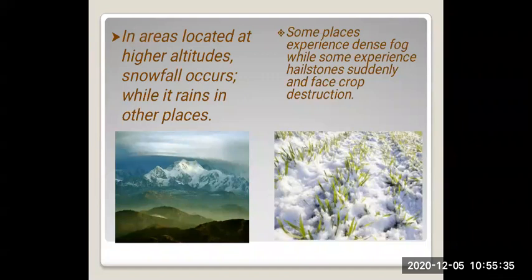Next, some places experience dense fog, while some experience hailstones suddenly and face crop destruction. At one side of the earth's surface, you can see full of snow, and on the other side you will see continuous hailstones, and the crops are destroyed. Yes, these are the changes which we can see in the form of condensation.